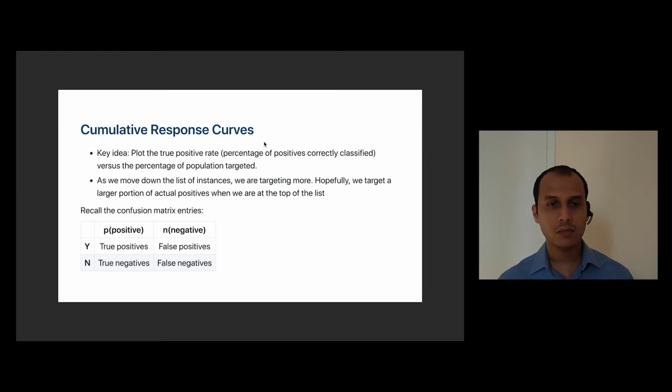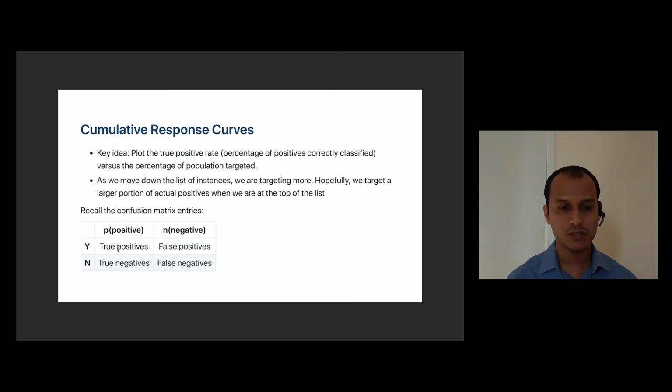So let me now talk about the next two curves, which are, first, the cumulative response curve, and the next one is called a lift curve. These are actually very similar ideas. Here the key idea is to plot the true positive rate. Now here we are dropping the cost benefit numbers because first of all, you may not know the cost benefit numbers exactly. So the key idea is to plot just the true positive rate.